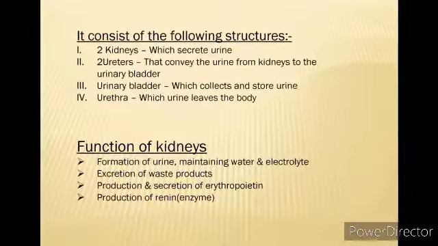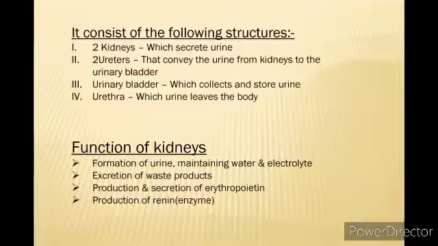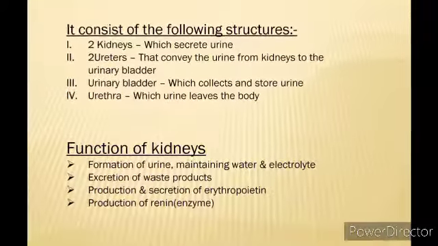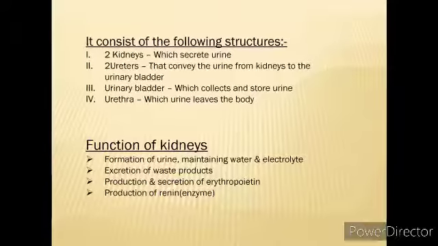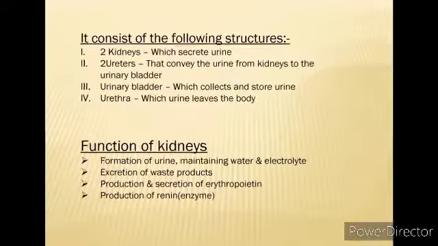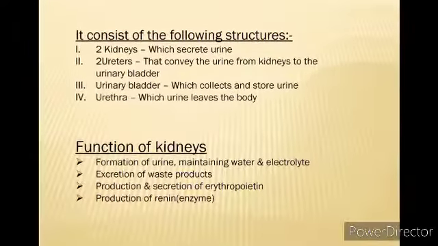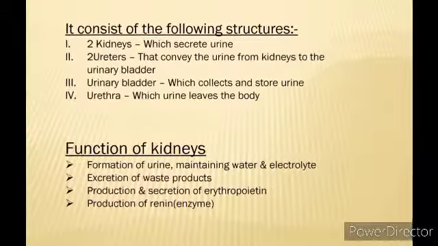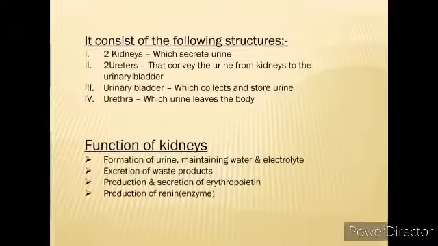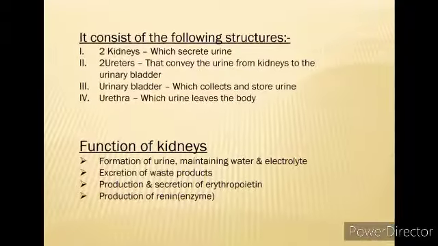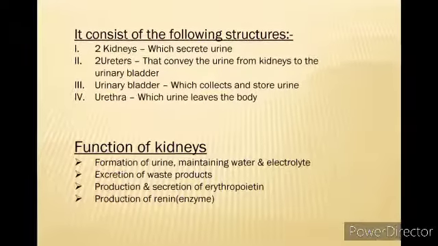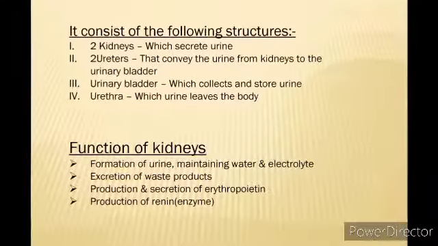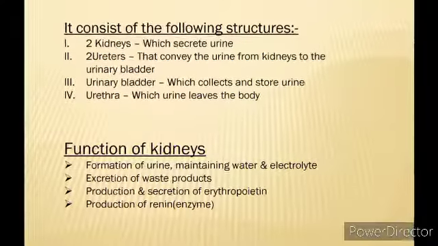The kidney produces urine that contains metabolic waste products, including nitrogenous compounds like urea and uric acid, excess ions, and some drugs also. There are many functions of the kidneys. The first important function is the formation of urine. It forms the urine and maintains the water level, electrolyte, and acid base balance.